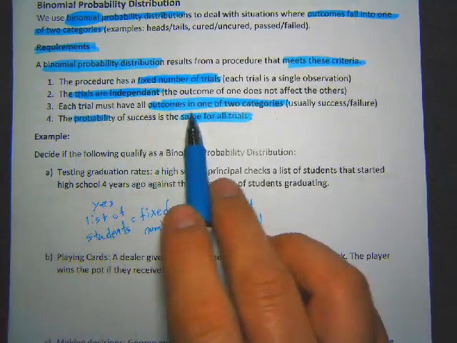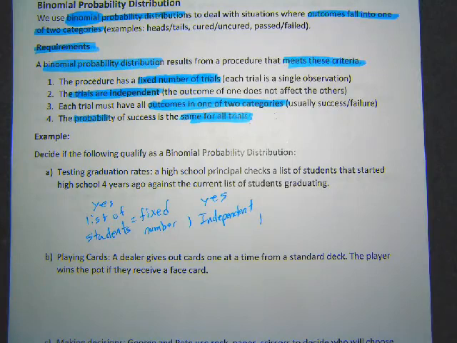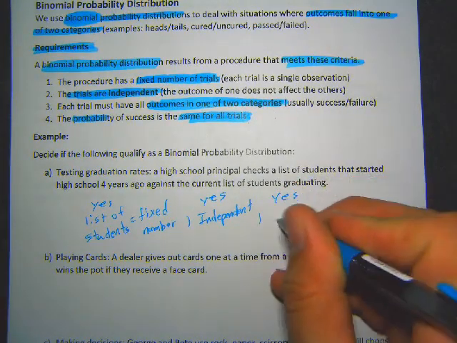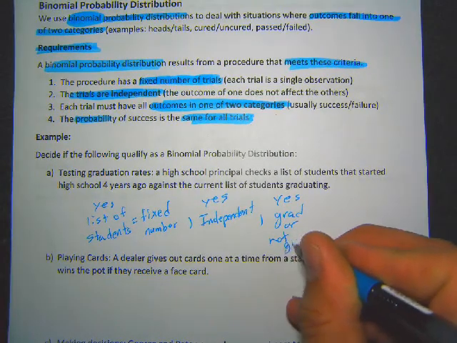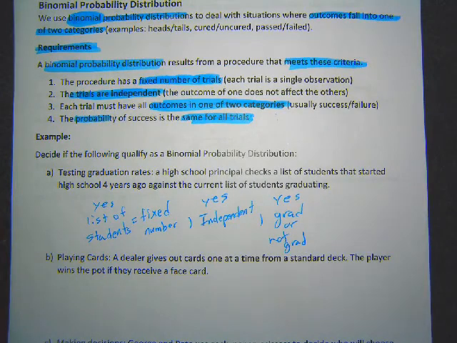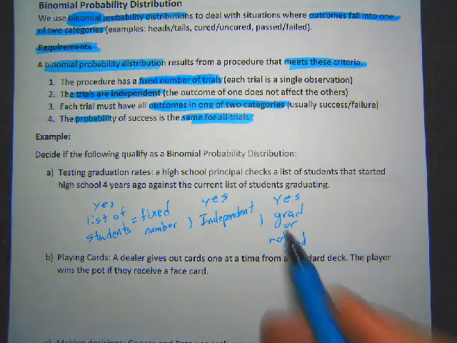Trials must have outcomes in only two categories. Two categories in this case would be graduating or not graduating. So yes, we have two categories. We have graduating or not graduating. In this case, we would call graduating success because he's looking to see if they're graduating. What's the success rate on those? So that one, yeah, that meets.